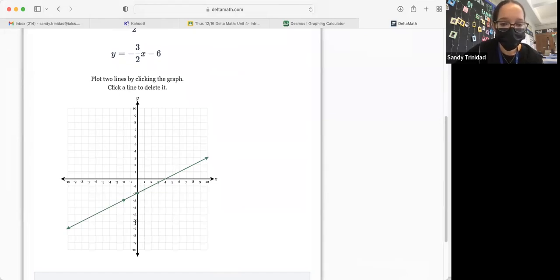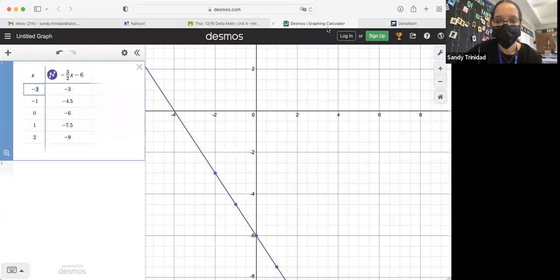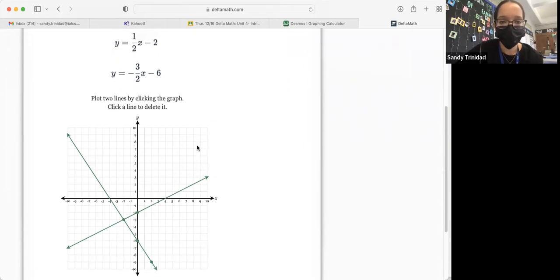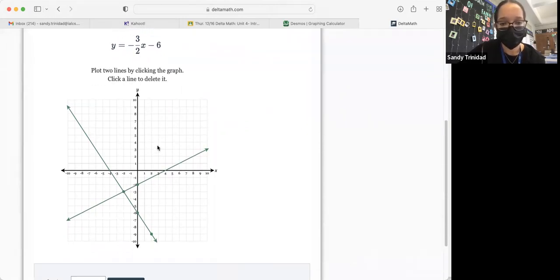So I'm going to put 0, -6. And then I have the point 2, -9. So I'm going to go to 2, down to -9, and put a point there. Perfect. So now I've graphed both of my linear equations. I've graphed y equals 1/2 x minus 2, and I've graphed y equals -3/2 x minus 6.